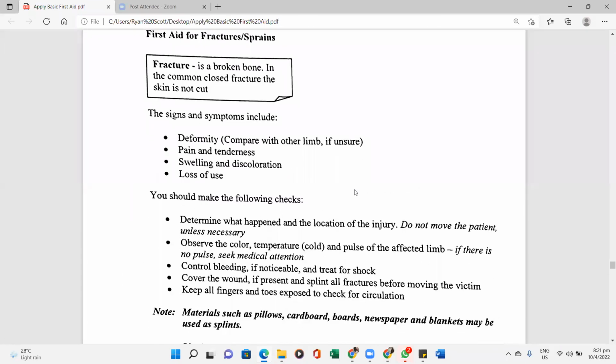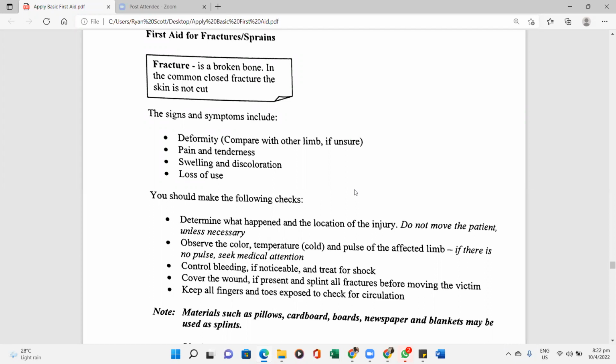Okay, so first aid for fractures and sprain. A fracture is a broken bone. In the common closed fracture, the skin is not cut. So when the skin is not cut, it's called a closed fracture. When the skin is open and you see the bone, it is called an open fracture, right? The signs and symptoms include deformity. So you literally can see where the leg looks deformed, like it swings out so, or it bends over so, or something. That is a sign that it's broken, right? Pain and tenderness, swelling and discoloration, and you can't use it, okay?